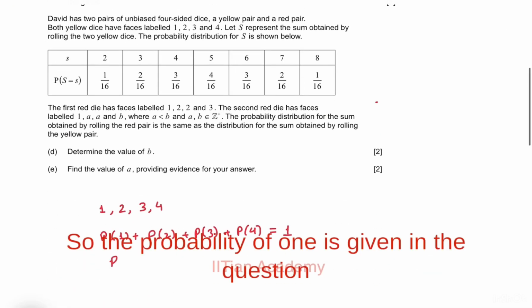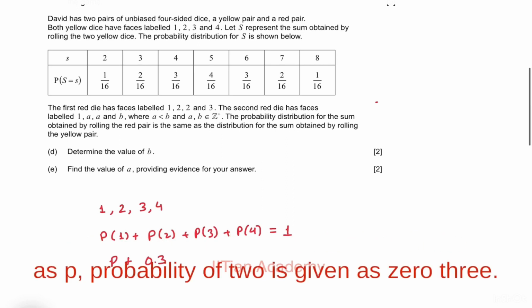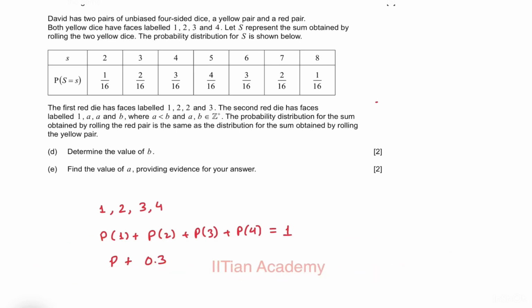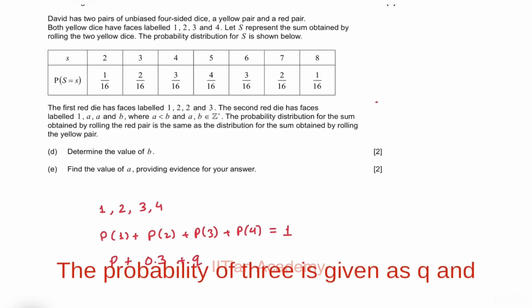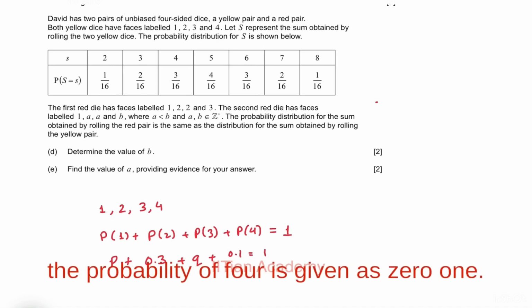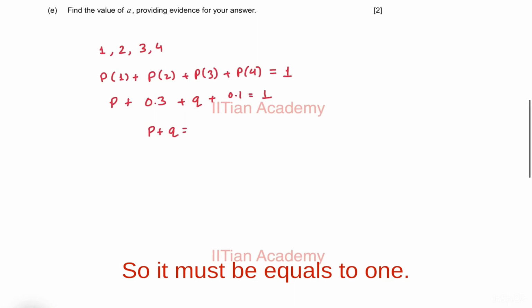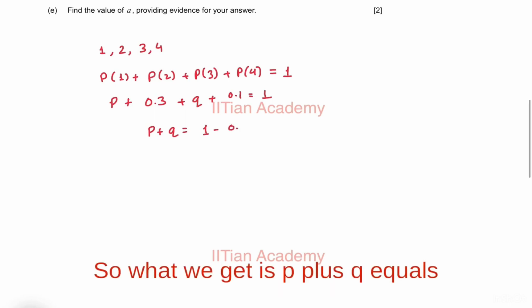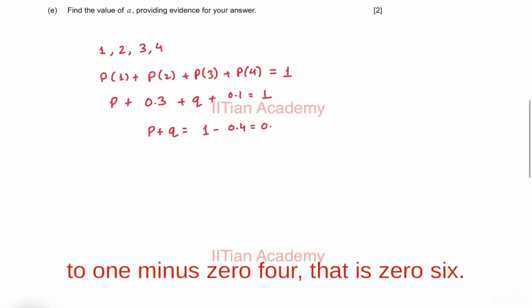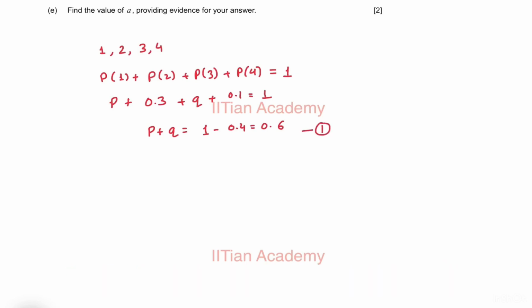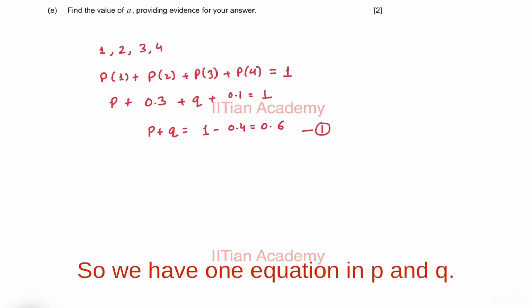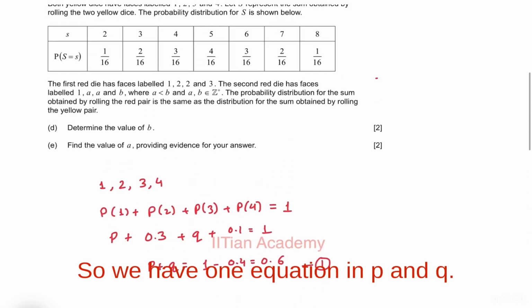So the probability of 1 is given in the question as p. Probability of 2 is given as 0.3. The probability of 3 is given as q. And the probability of 4 is given as 0.1. So it must be equal to 1. So what we get is p plus q equals 1 minus 0.4, that is 0.6. So we have one equation in p and q.